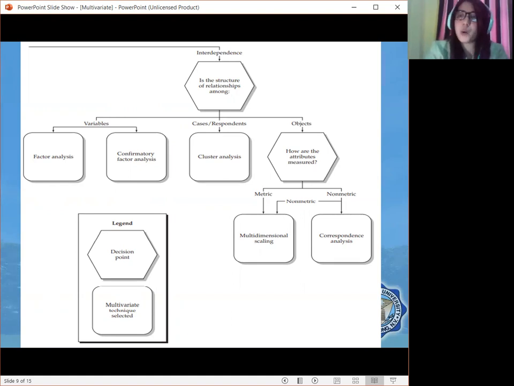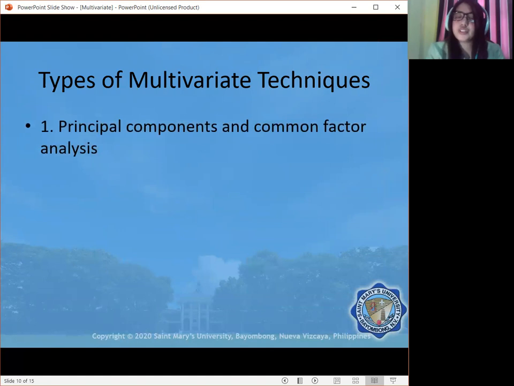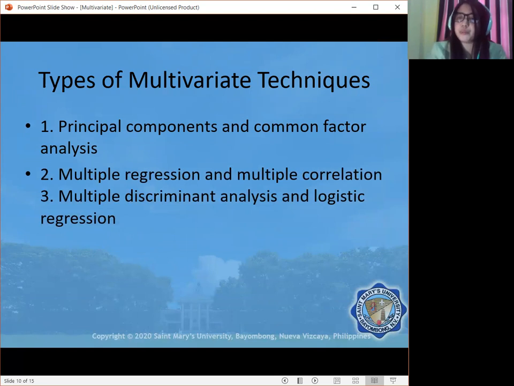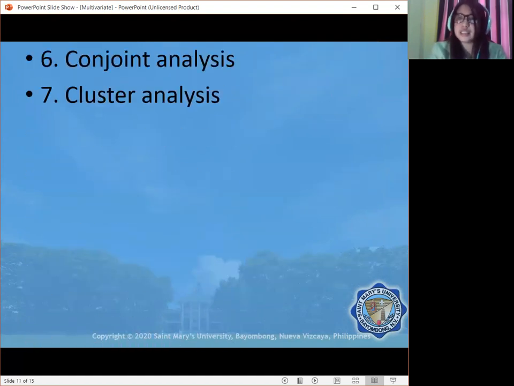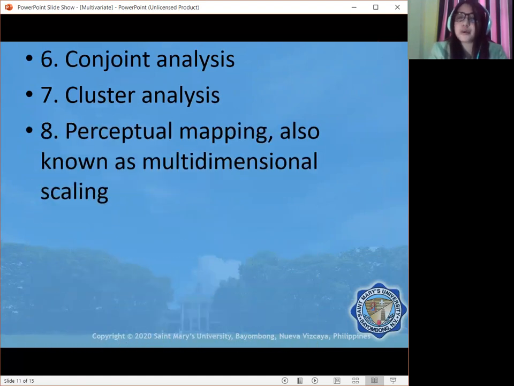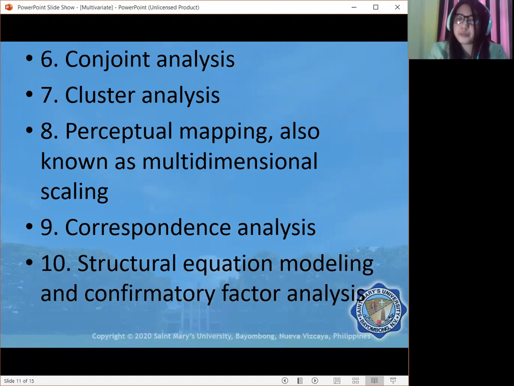So these are some of the multivariate techniques. Just to name, we have principal component and common factor analysis, multiple regression and multiple correlation, multiple discriminant analysis and logistic regression. We have canonical correlation analysis, multivariate analysis of variance and covariance, conjoint analysis, cluster analysis, and perceptual mapping, also known as multidimensional scaling, correspondence analysis, structural equation modeling, and confirmatory factor analysis.